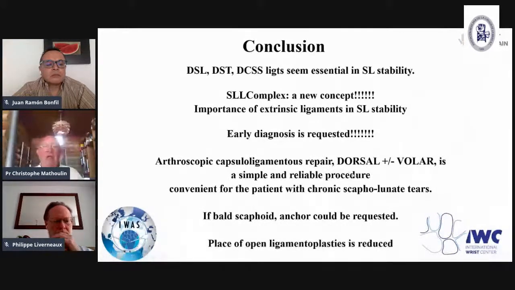So, in conclusion, we can say that the dorsal system seems essential in scapholunate stability. The scapholunate ligament complex is a new concept, and you have to understand the importance of extrinsic ligaments in scapholunate stability. Early diagnosis is requested. The arthroscopic capsulo-ligamentous repair, dorsal and volar, is a simple, reliable procedure, convenient for the patient with chronic scapholunate tears. If you have a bold scaphoid, ENCORE could be requested, and the place of open ligamentoplasty is reduced.